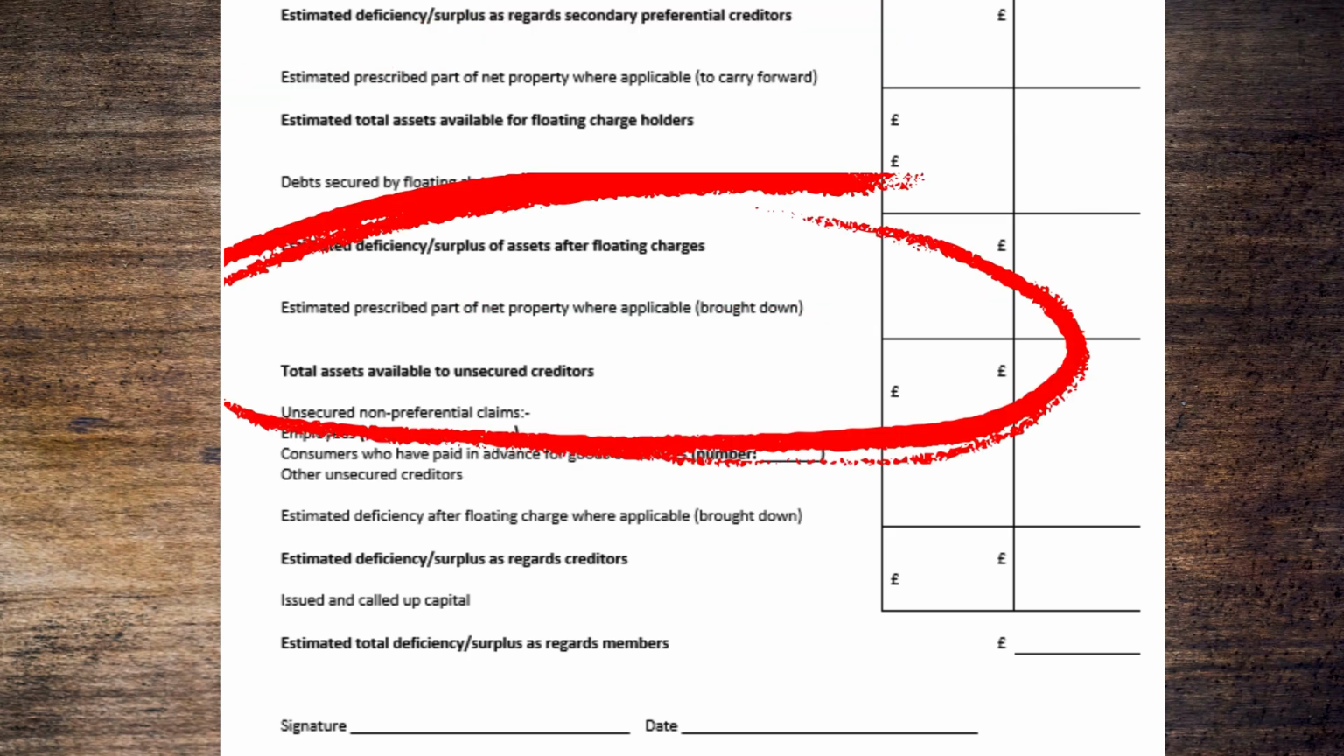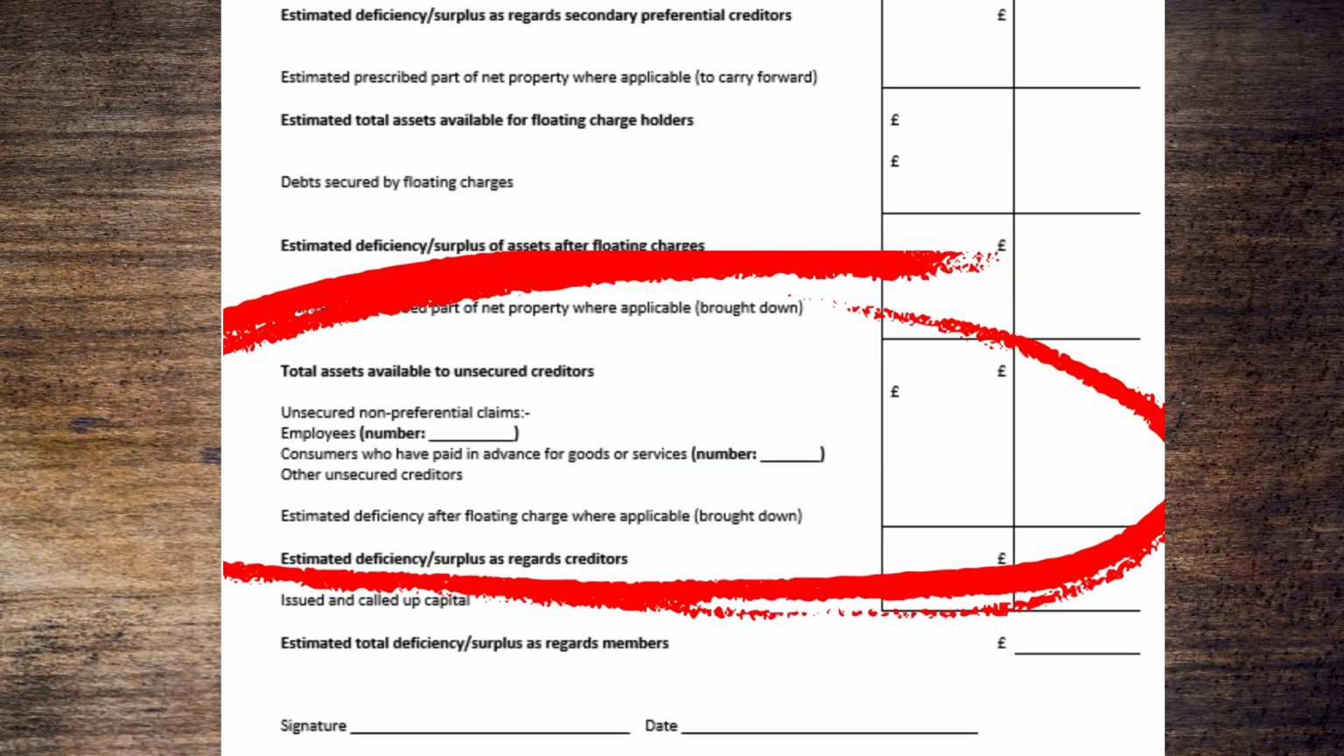Then you're going to put back in the amount of the prescribed part that you took out, and that's so that the bank don't get that money that you've reserved for the unsecured creditors. So you've taken the prescribed part out above, worked out how much is available to pay the bank, and then you've brought that prescribed part back down, ready to distribute that amongst the unsecured creditors.